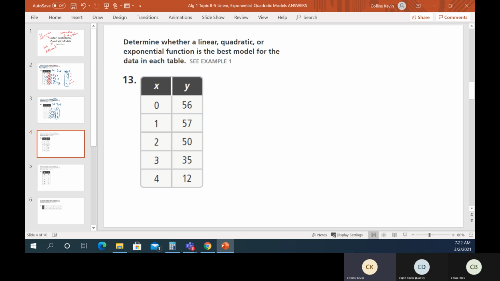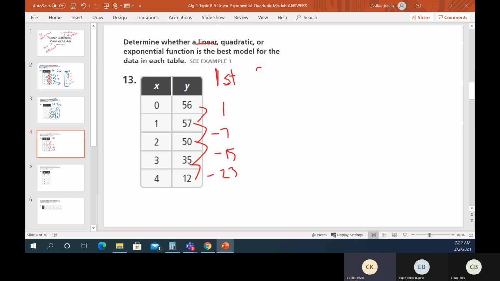Okay, so we look at this one. First differences. This thing was glitchy yesterday too. So we go from 56 to 57, that's 1. We go from 57 down to 50, that's minus 7. Yikes. And then here we go down to minus 15. And this time we're going down 23. All right, so definitely not linear.